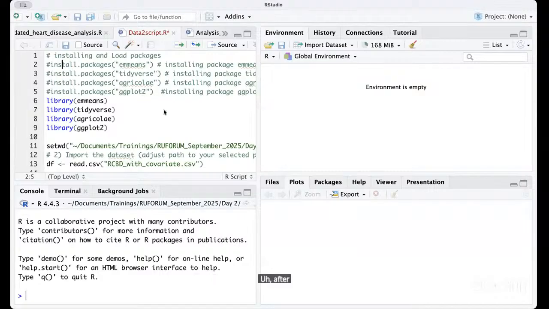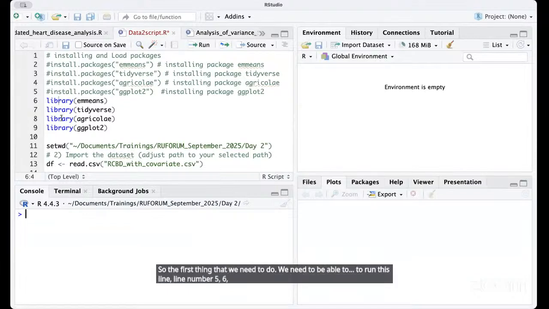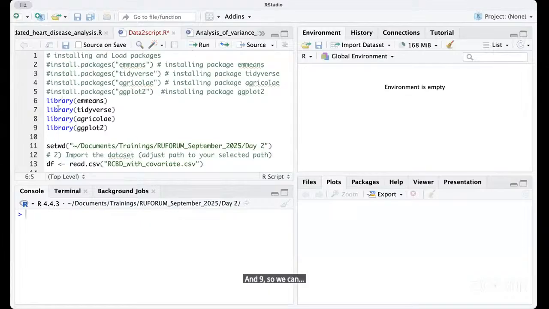After doing the installation, you cannot use the packages unless you call them using the library. So the first thing that we need to do is run lines number 5, 6, 7, 8, and 9. For you to run this, you can just put a cursor anywhere on the line.